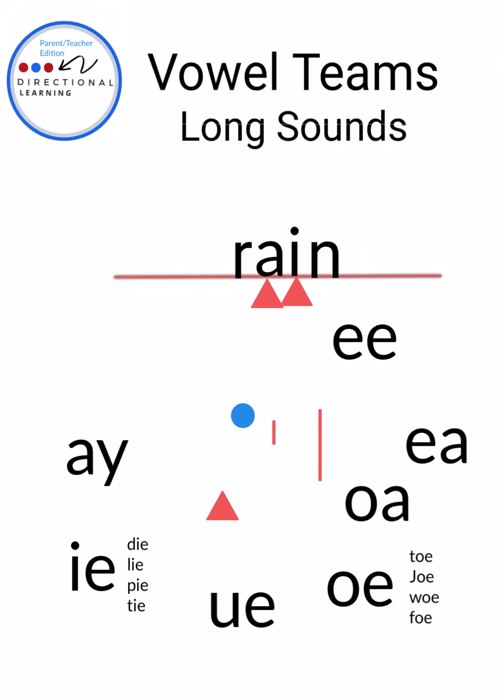So all you need is a whiteboard, and you can get some markers if you like your student to draw out the shapes as they decode. If not, you can always go to directionallearning.com and you can download our clip art for them to decode.